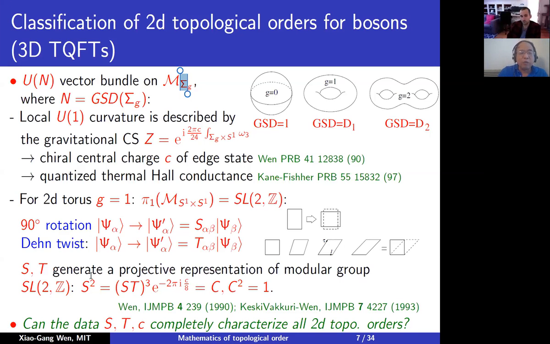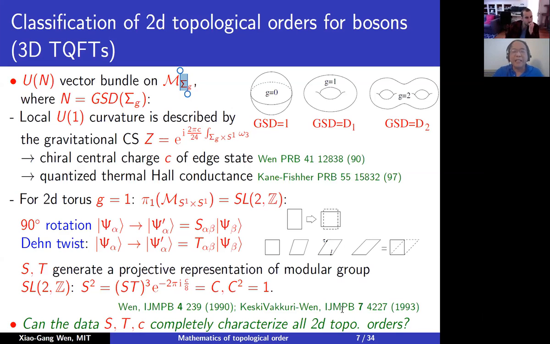I mentioned that we should get a projective representation. But this projective representation can be fixed by including an actual U(1) factor that depends on the chiral central charge, and actually we can get some kind of regular representation. But anyway, this is the S, T matrix and gives rise to a representation of the modular group. And this data, S, T, and C, may characterize this 2D topological order.